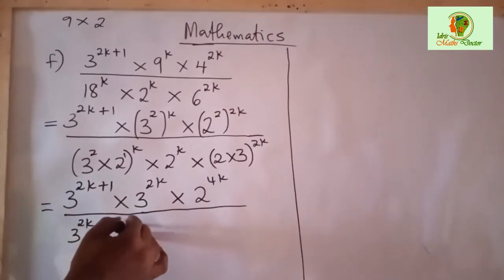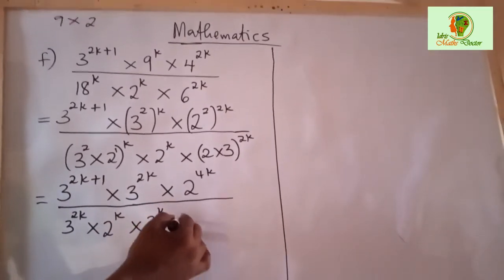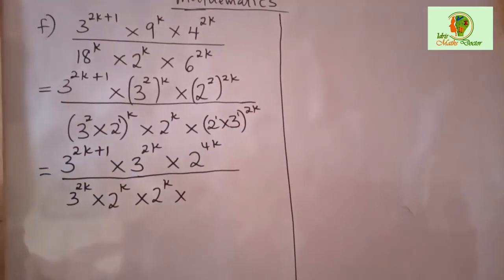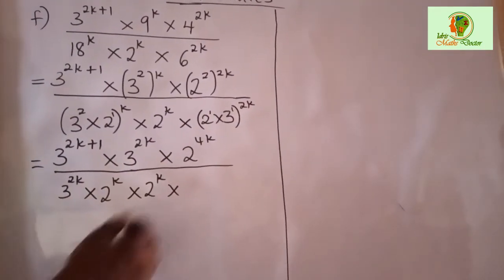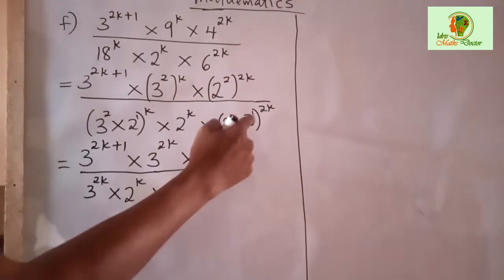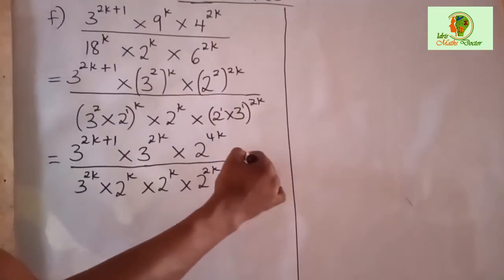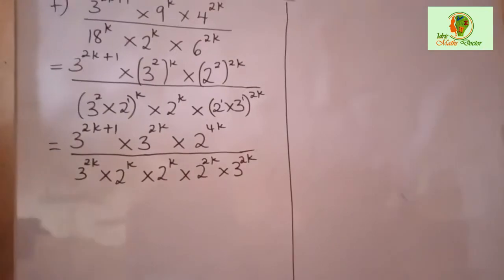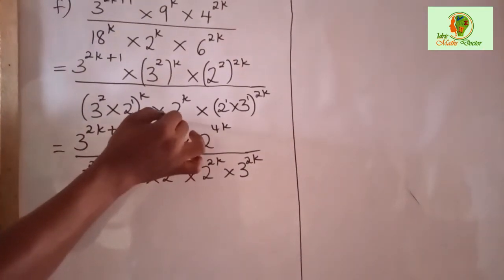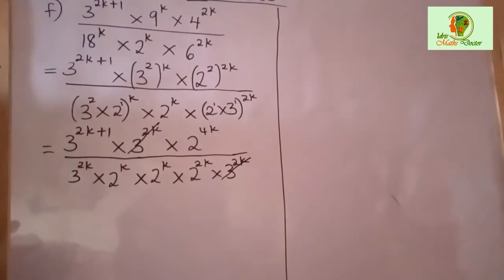Then we have times 2 raised to power k times the power of these 2 and these 3 are both 1. So if the power inside multiplies the power outside, we get 2 raised to power 1 times 2k is 2k, and 1 times 2k will give us what? 2k as well. Now we are going to look out for what we can cancel out first. For instance, 3 raised to power 2k is here, and this is another 3 raised to power 2k. They can cancel. We can cancel them out.